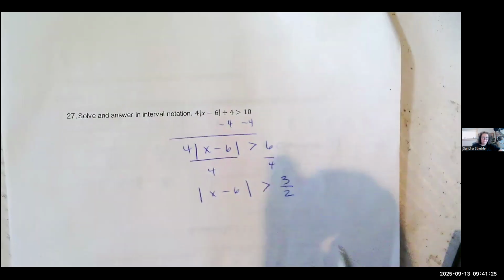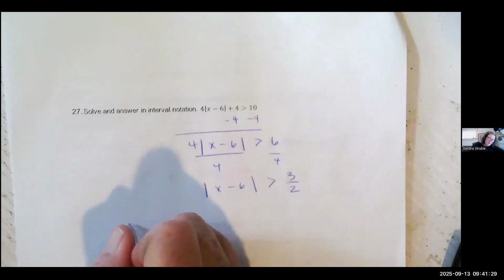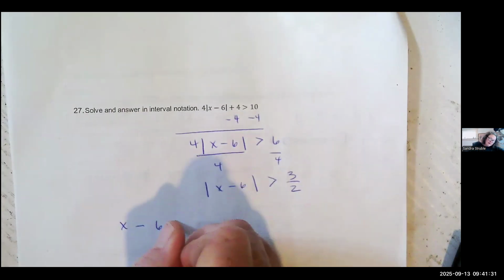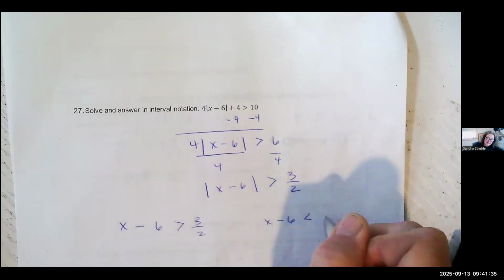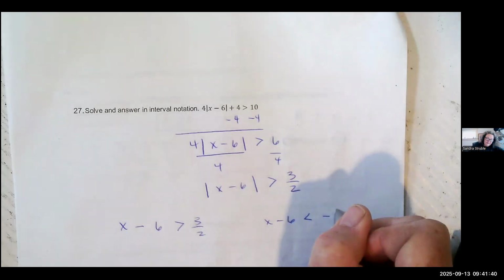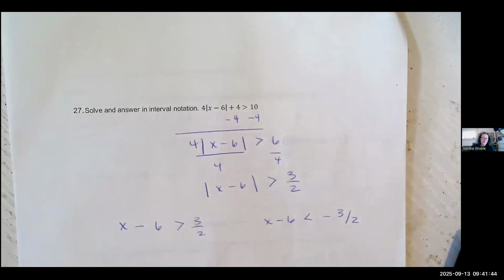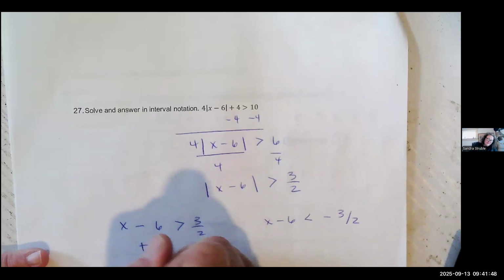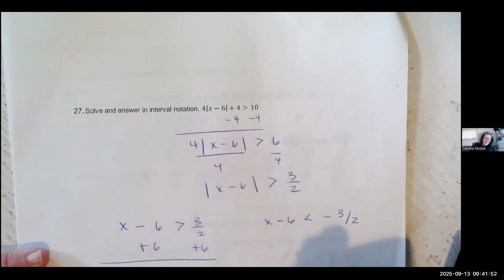All right, now we can split this up. It is absolute value is greater than, so you're going to write x minus 6 is greater than 3/2, and x minus 6 is less than negative 3/2. Okay. Solving for x, we need to add 6 to both sides. So x is greater than.